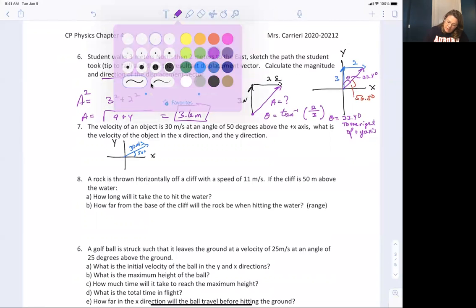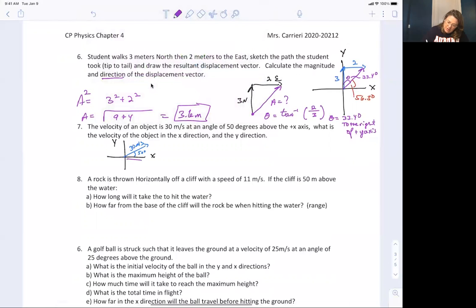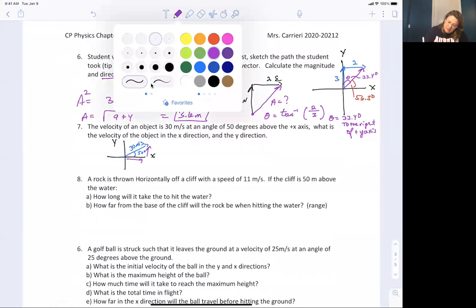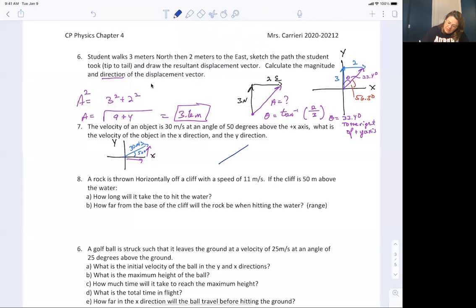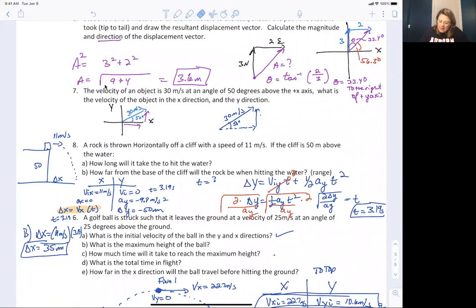So what are they asking for? They're asking for this side of the triangle, and they're asking for this side of the triangle. So let's just look at the vector itself. I have 30 meters per second, and I want to know this x side and this y side. So x and y. All right, so how do I find the x velocity and the y velocity?